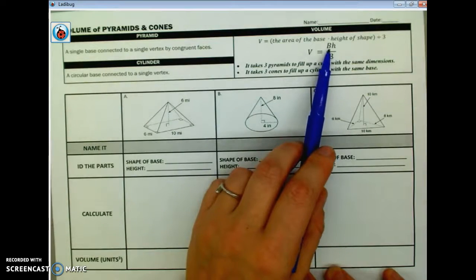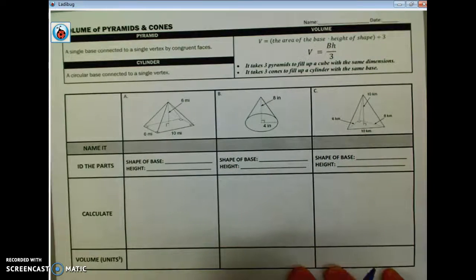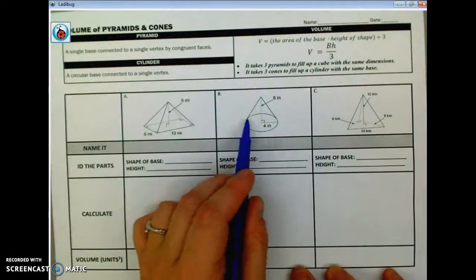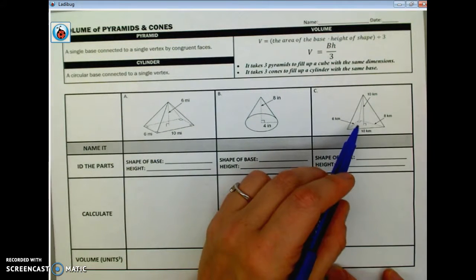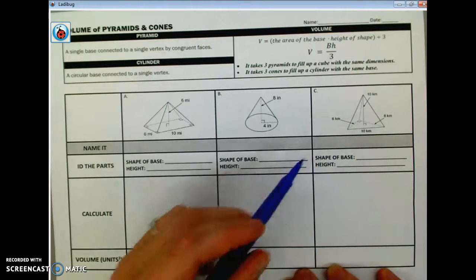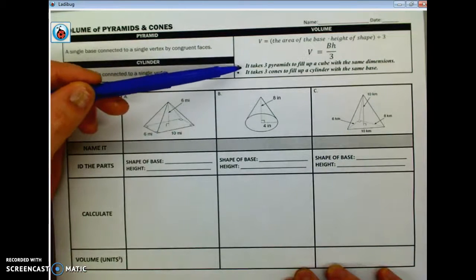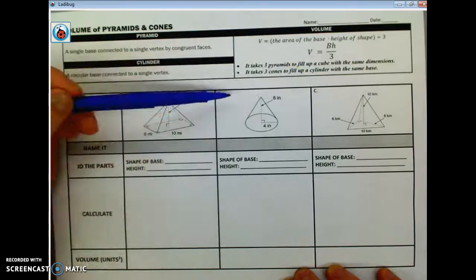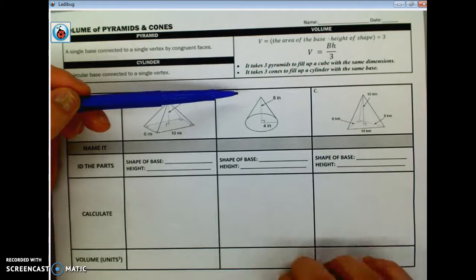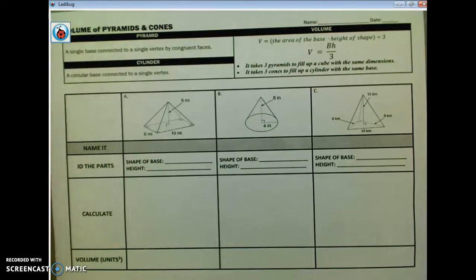Again, we are seeing that big B there that stands for the area of the base. So you need to make sure you're paying attention. Is it a circle, a rectangle, a triangle for the base? And this was just the relationship that you should have noticed from the video, that it takes 3 pyramids to fill up a cube with the same dimensions, and it takes 3 cones to fill up a cylinder. That's why we are dividing it by 3. Since it takes 3 of them to fill up one, it's 1/3 of the original.